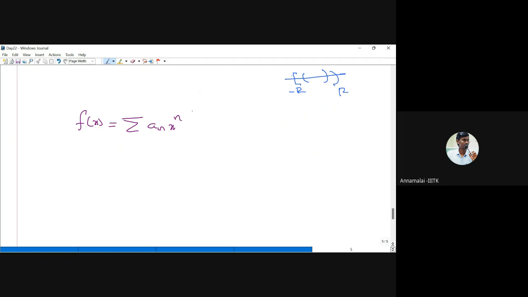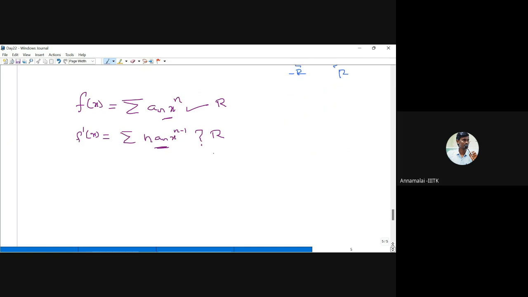Now, if you know the radius of convergence of this series, then what is f dash? We can define term by term differentiation, which is nothing but summation, a n is constant, therefore n into a n x power n minus 1. Now, what is the radius of convergence of this? Both have the same radius of convergence. Suppose the radius of convergence of the power series is r, then the derivative series also has the same radius of convergence. Okay, and even if you take integration, the integration of f of x is nothing but summation a n x power n plus 1 by n plus 1, which has the same radius of convergence. So that is a theorem.